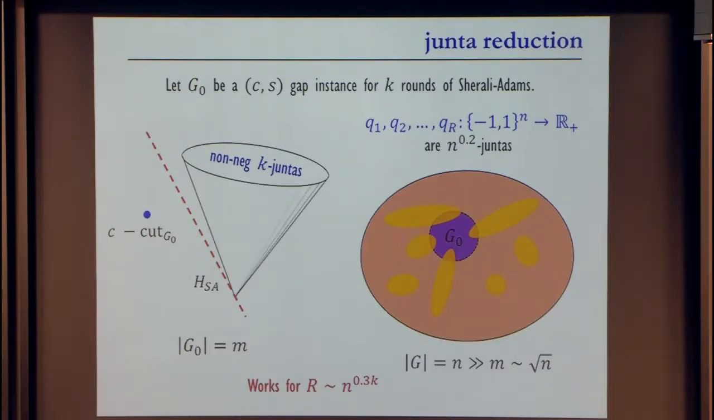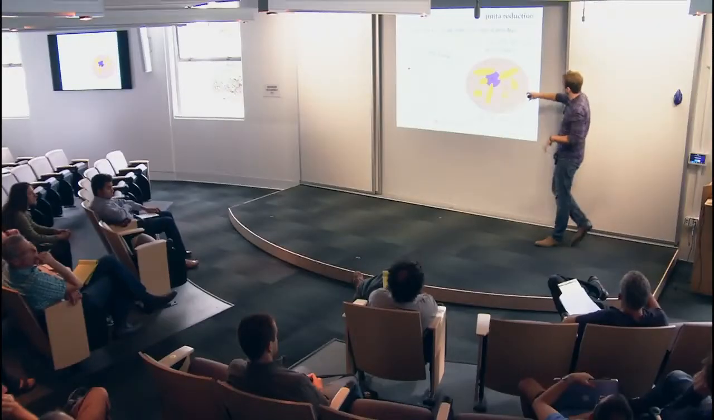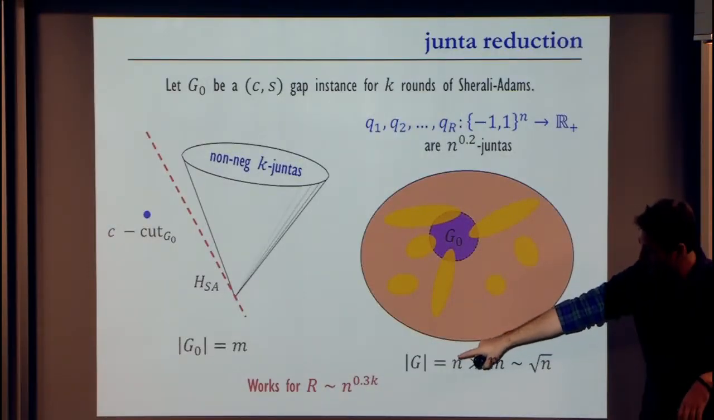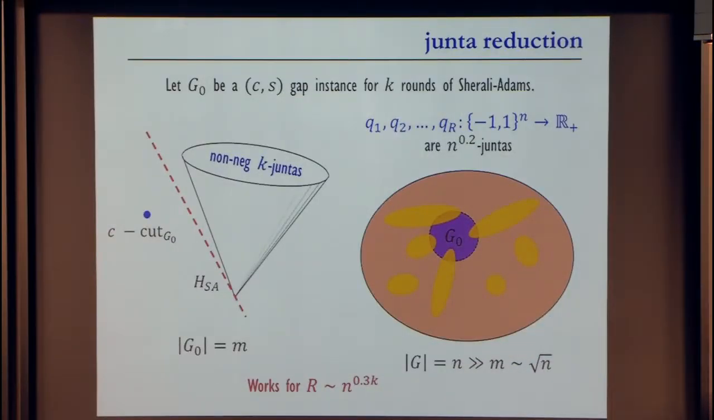So at this point you lost polynomial in the number of rounds? No, this is perfect. The number of rounds is k, and the size is n to the order of k. So polynomial size corresponds to a constant number of rounds.